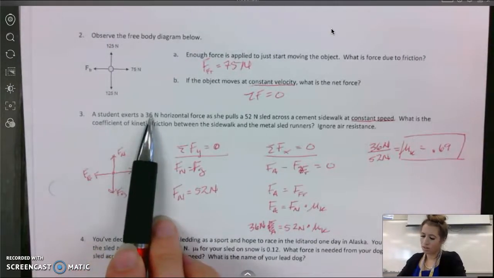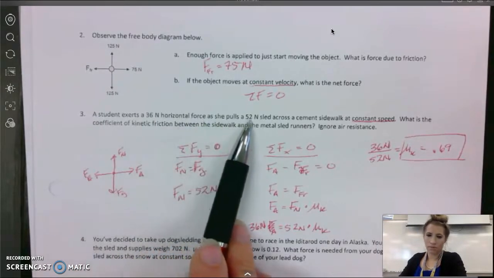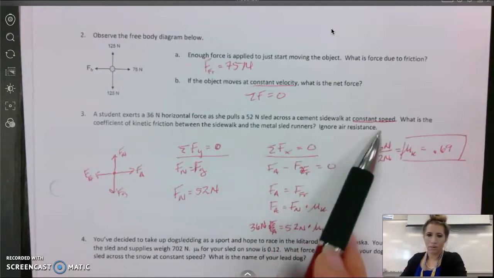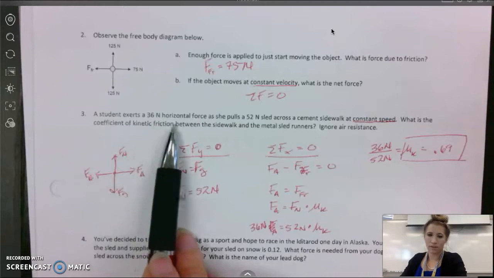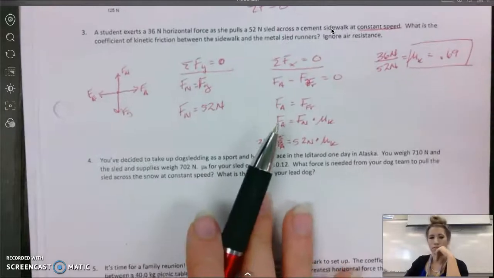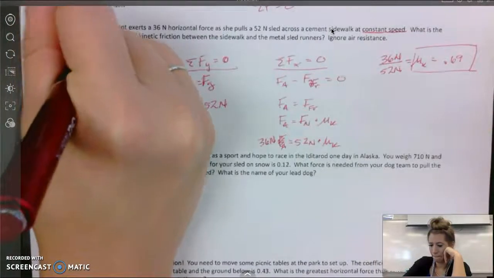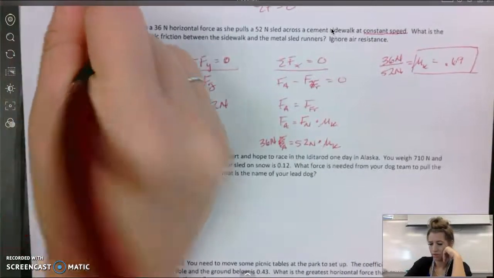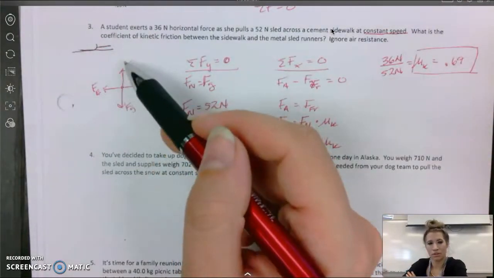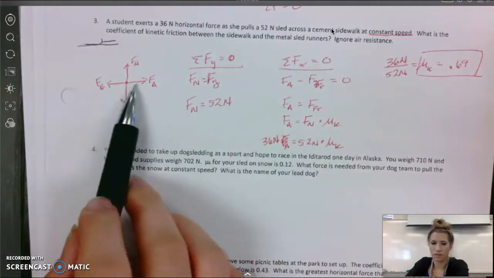A student exerts 36 newtons horizontal force as she pulls a 52 newton sled across the cement sidewalk at a constant speed. What is the coefficient of kinetic friction between the sidewalk and the metal sled runner? Now, we have a sled being pulled across the ground. We'd have a force due to gravity, a normal force, and then we're moving at a constant speed. So that means the sum of the forces in the x direction is 0.